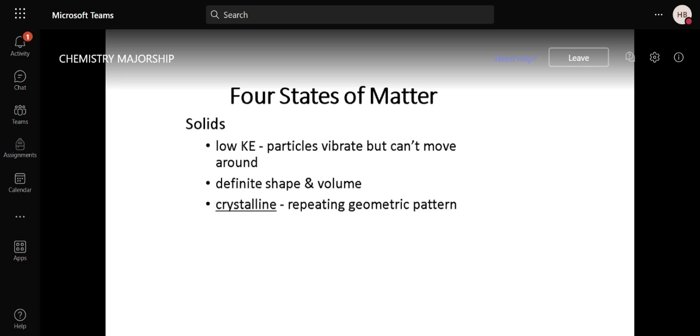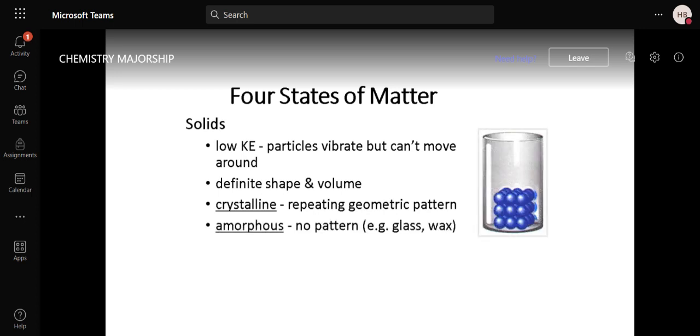Okay po. So, pag may geometric pattern, that is crystalline. And take note, repeating. Hindi lang minsan. So, makikita mo, cubic talaga na ang liliit na magkakatabi. Dikit-dikit sila. Yan. Okay?